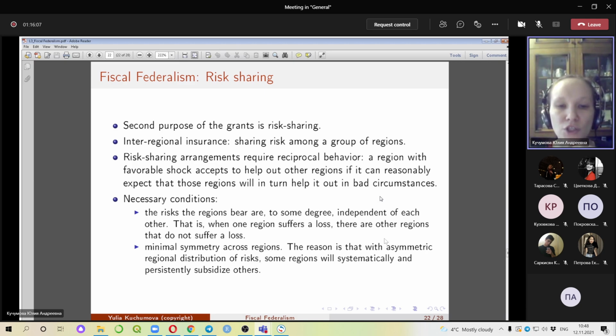And the other necessary condition is some symmetry across regions. The reason is that with an asymmetric regional distribution of risk, some regions will systematically and persistently subsidize others. Asymmetry means that some regions are usually in plus, and there is a group of regions that are usually in minus. Then there are strong regions and weak regions, and the strong regions need to help the weak ones, but there is no place for voluntary risk sharing.